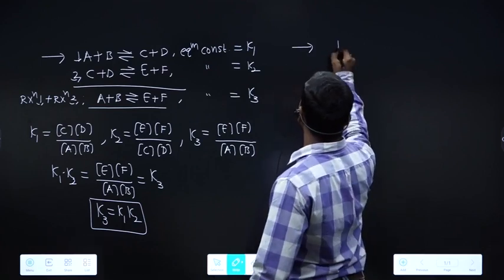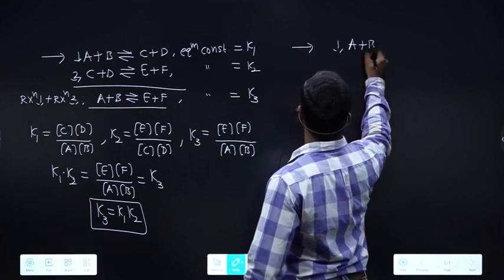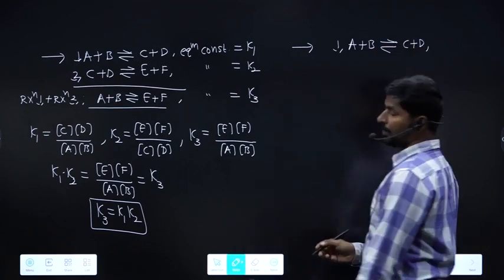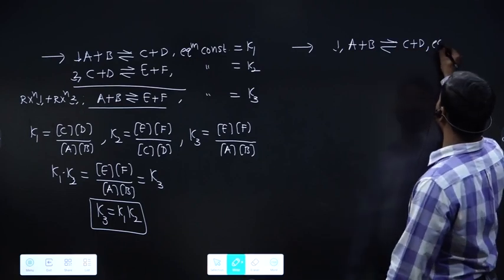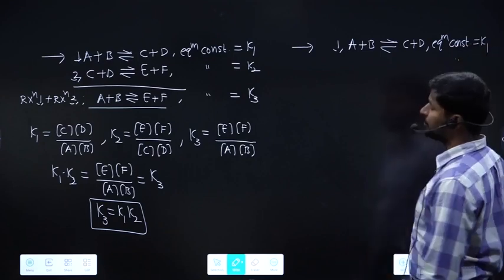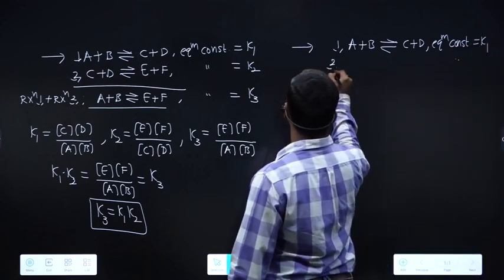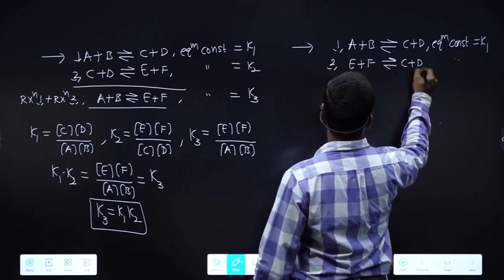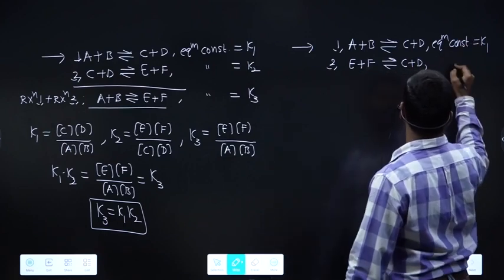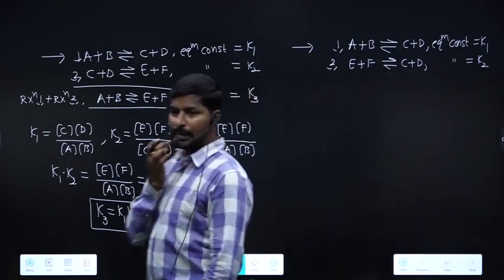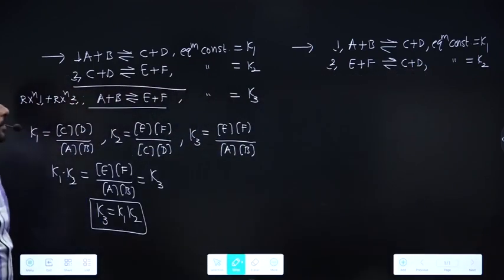Next case, I am taking the first reaction like this. A plus B is in equilibrium with C plus D, for which the equilibrium constant is K1. Second one, E plus F gives C plus D, for which I am taking the equilibrium constant as K2. I am taking two reactions like that.